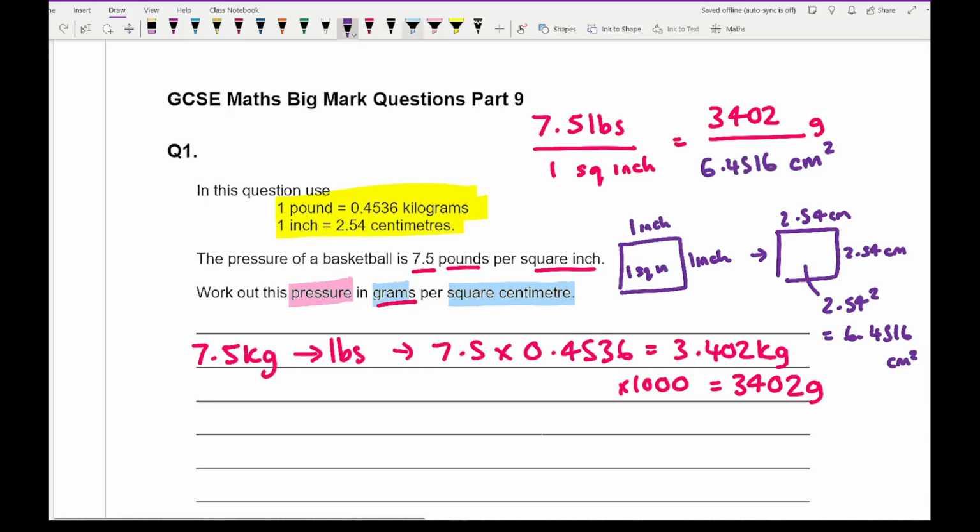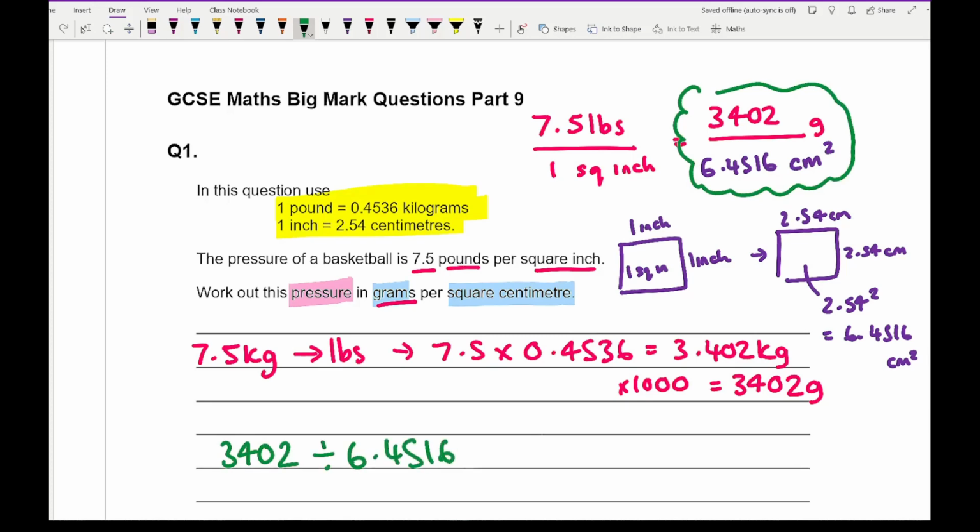So this number here is going to be 6.4516, and then all I then need to do is type this into my calculator. So if I then do 3,402 divided by 6.4516, it will give me my answer of 527.3, and that's in grams per centimeter squared, and that's to 1 decimal place.